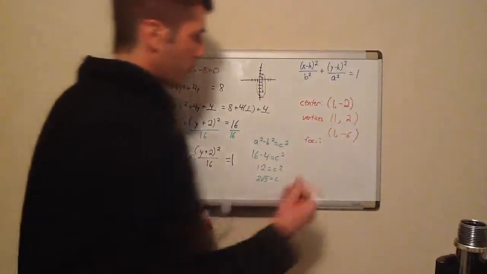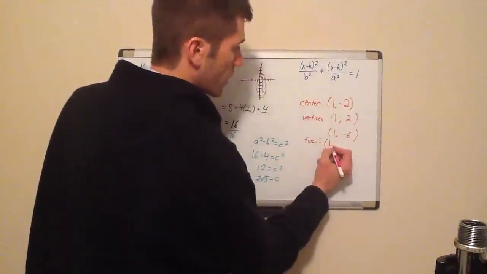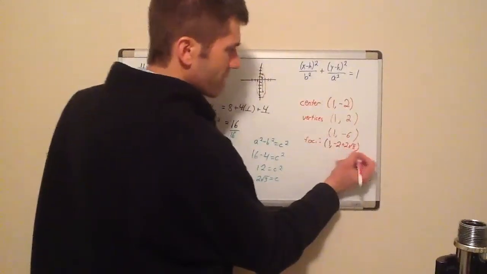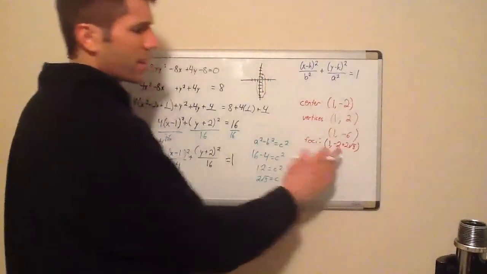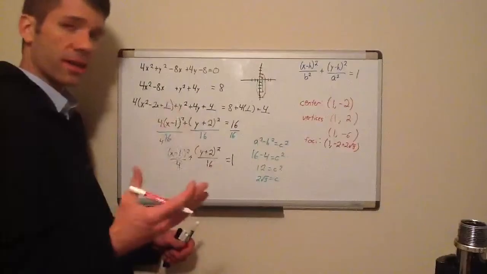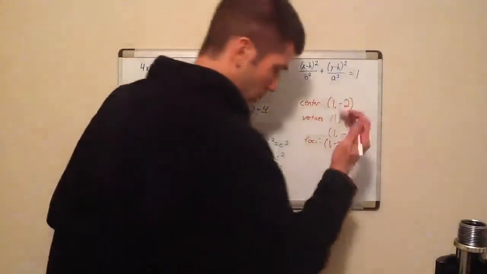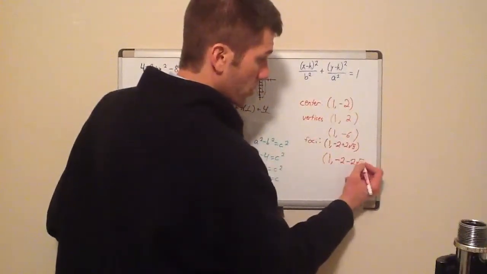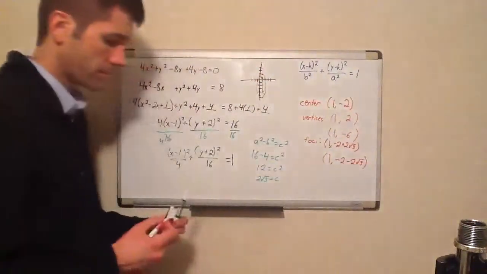So, the focus is at (1, -2 + 2√3). Don't get all decimally. There it is. That's the exact value. They're unlike terms. Don't try to even add them together. They're unlike terms. So (1, -2 - 2√3). There it is.